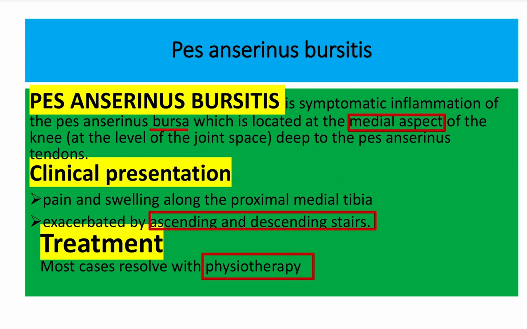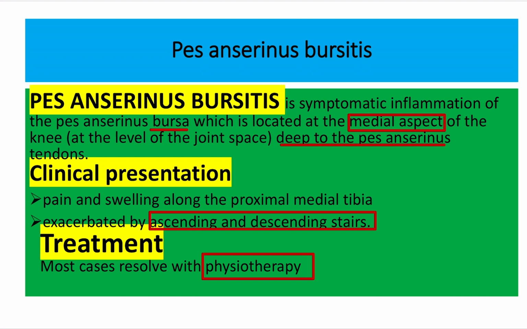This is very, very important. It is the medial aspect of the tibia. That means the medial aspect of the proximal tibia. And this bursa is located deep to the pes anserinus tendon. So there may be inflammation of the bursa, there may be inflammation of the tendon.